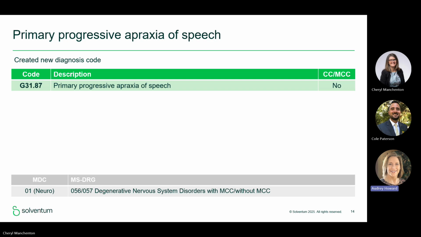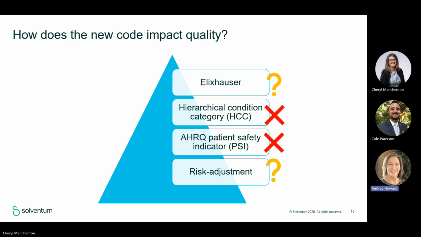So Cheryl, how does this new code, or how may it impact quality? I think that's the big question, is the "may," right? To me, it's a precursor of more significant neurologic diseases. In other words, it might be a symptom. I know it's not a symptom code, but it could be the first sign of a much more comprehensive condition.